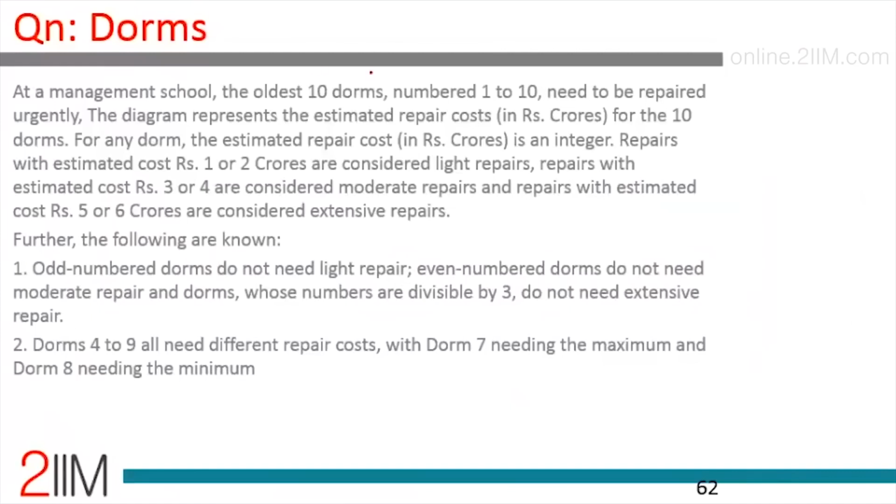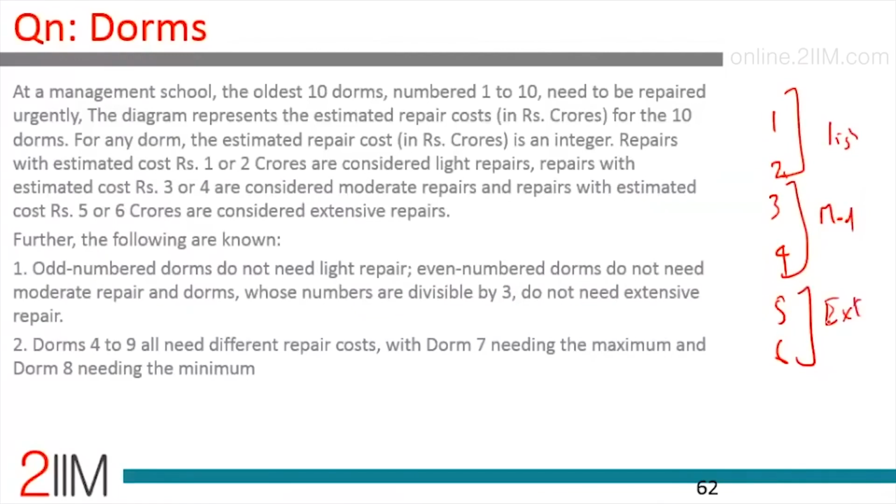Right? First things first, the costs involved are 1, 2, 3, 4, 5, or 6 in crores. This is light, this is moderate, and this is extensive or heavy. And the 6 integers in terms of number of crores possible for repairs. So this constraint is a beautiful constraint. 4 to 9 all need different repair costs. 4 to 9, which is 4, 5, 6, 7, 8, 9. There are 6 DOMs here. All 6 need different repair costs. That means all 6 numbers should feature in all 6. Right? So we have to have 1, 2, 3, 4, 5, 6, all of them.